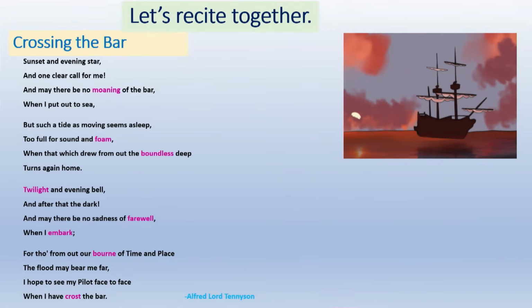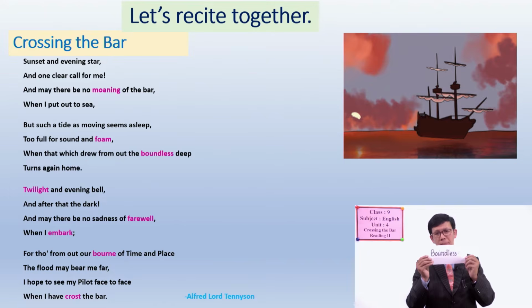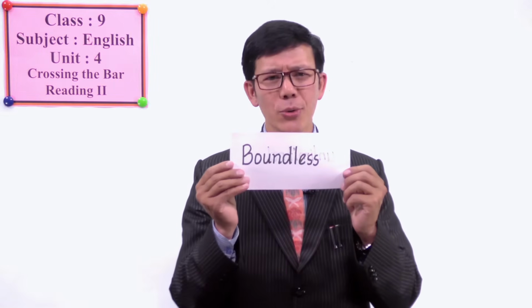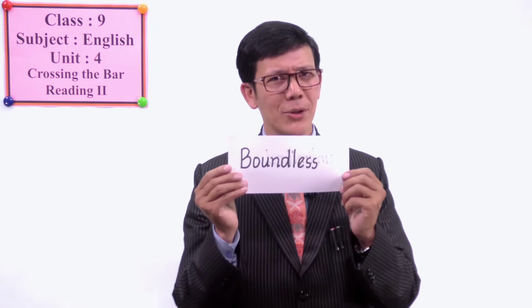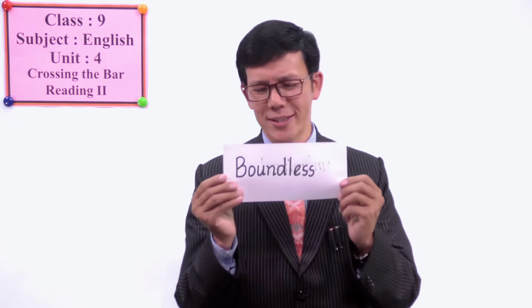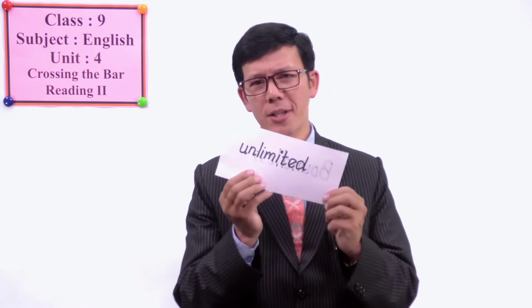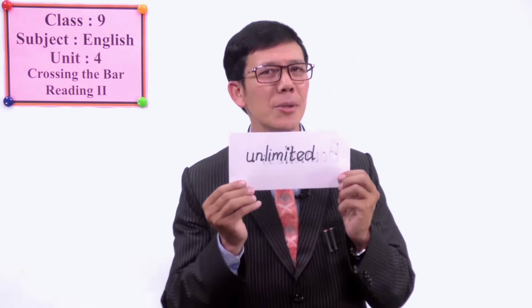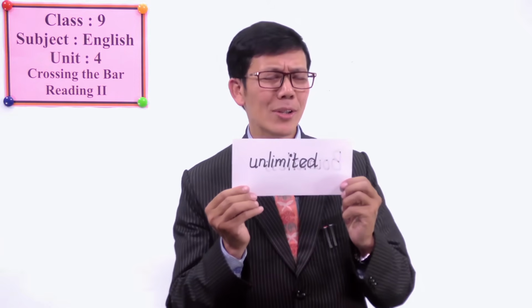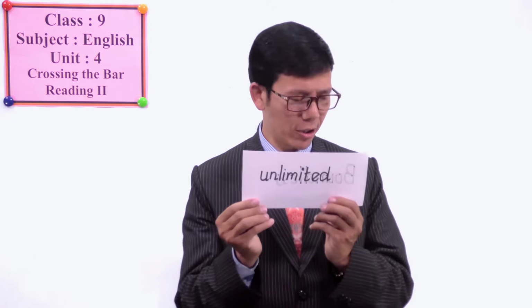Very good, dear students. Now another word, in the second stanza: you can see the word boundless. What does the word boundless mean? You can simply guess. When that which drew from out the boundless deep, what does it mean? Very good. Yes, it means unlimited. Boundless means unlimited. This is the right meaning of the word.